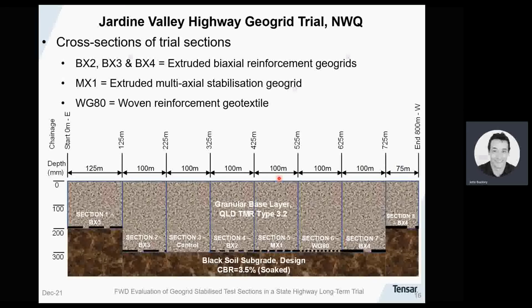The cross sections of the trial are shown here. There are a couple of thinner sections at each end, but the majority of the sections were 300 millimetres thick and a single layer of TMR type 3.2 material. The geosynthetics used 3 different strengths of extruded biaxial reinforcement grids, BX2, 3 and 4, MX1, an extruded multi-axial stabilisation geogrid, and WG80, a woven reinforcement geotextile with 80 kilonewton a metre tensile strength.